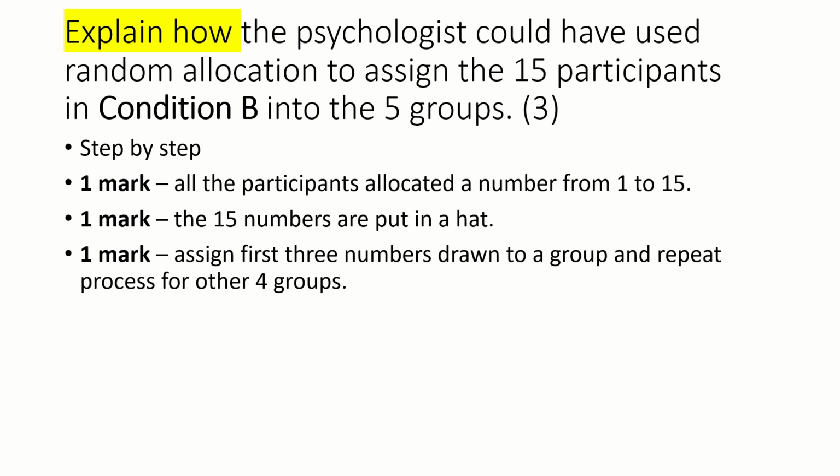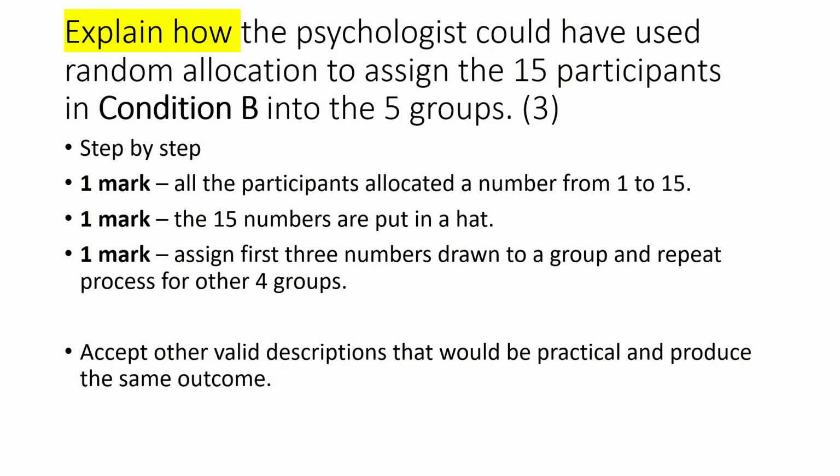If all you've said is draw all the names out of a hat, that's no good. You've got a massive group of 15. So you must make sure you make it clear. Or you could say that you draw out the first name and that's group 1, the second name that's group 2, third name group 3, fourth name group 4, fifth name group 5, but then you must explain that you do that process 3 times, so you end up with 3 people per group. So please make sure about that. Random allocation, you must always make it clear how you're going to get the even number. Okay, and it said on the mark scheme, accept other valid descriptions that will be practical and produce the same outcome. So if they're realistic, you can actually achieve them, and you end up with 5 groups of 3.